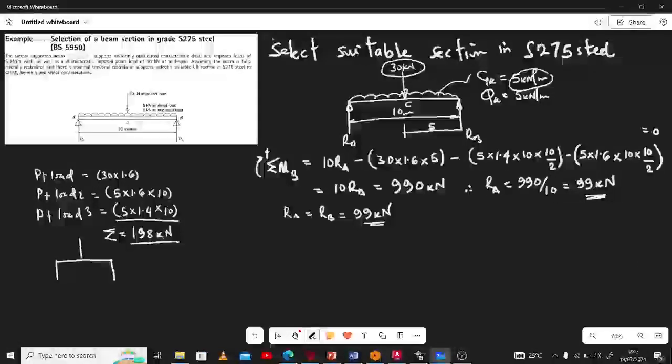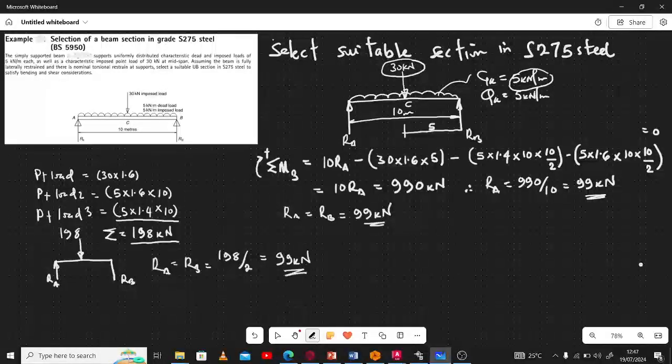This is the 198 kilonewton at the center, a central loading. So it means that my Ra and my Rb will be equal to half of 198, which gives us 99 kilonewton. Either way you would have your result.